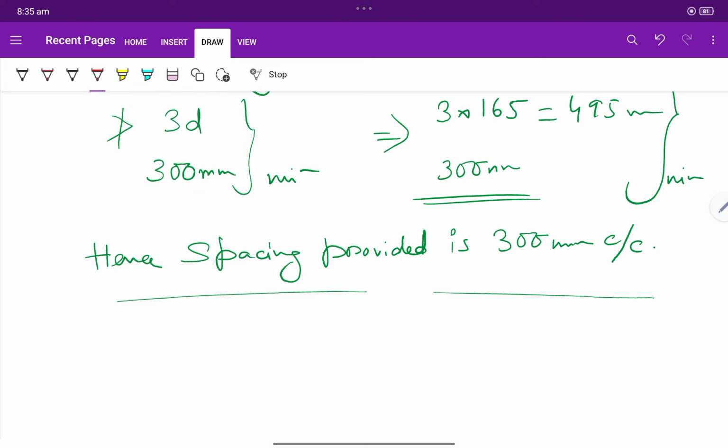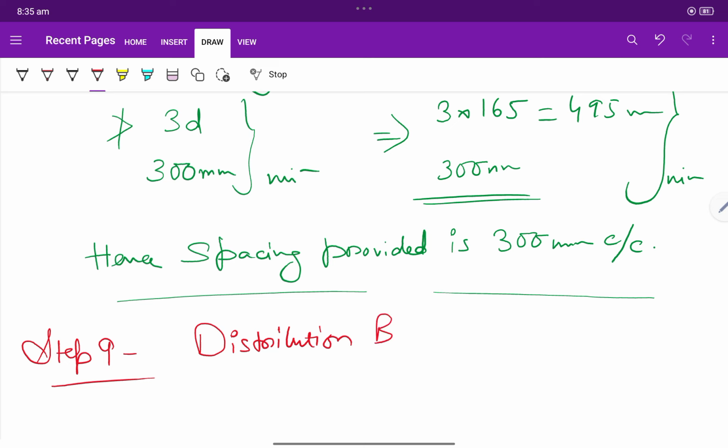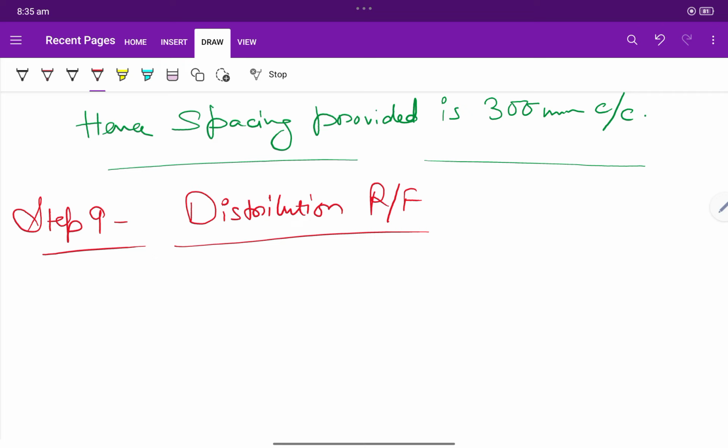so hence the main bar thing is completed. Now we will go to the distribution bar. Okay, so step 9, distribution bar. Okay, so mainly in distribution bar we don't have to calculate the distribution reinforcement. We don't have to calculate the area of the steel. We have to just calculate the spacing.